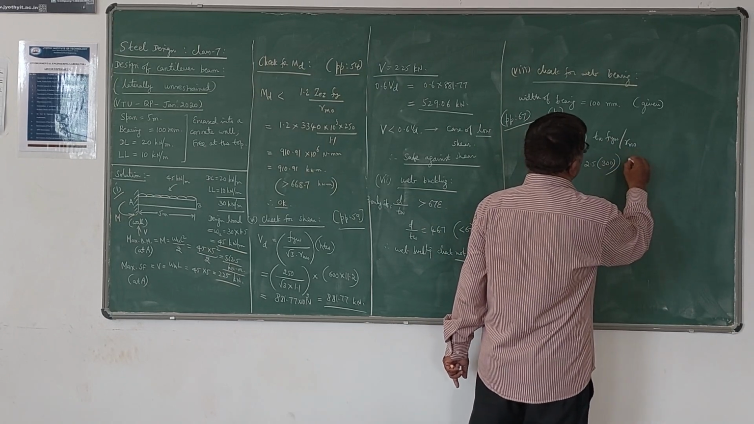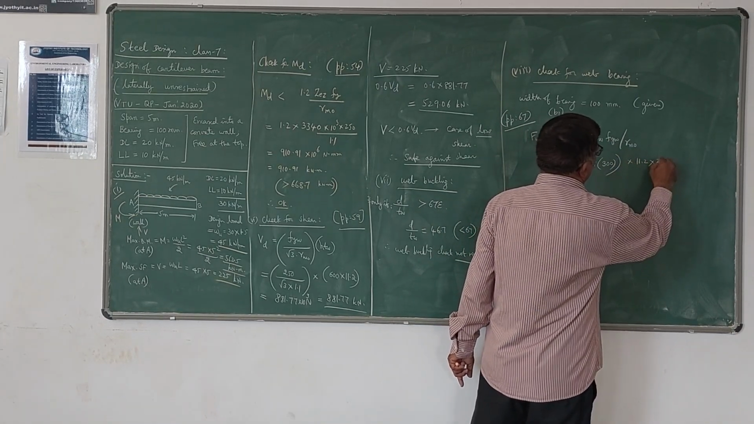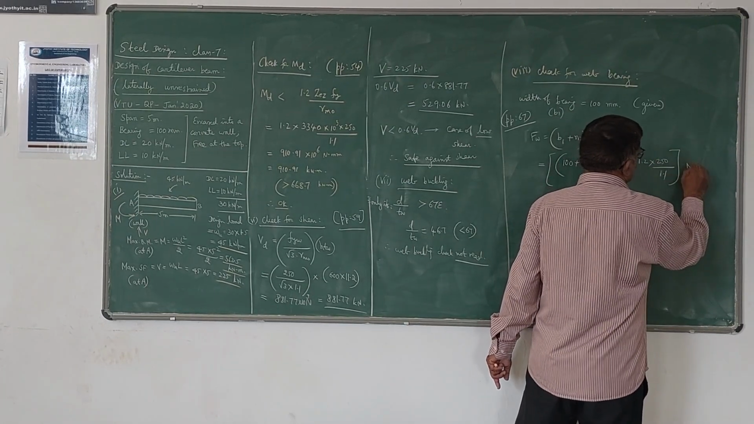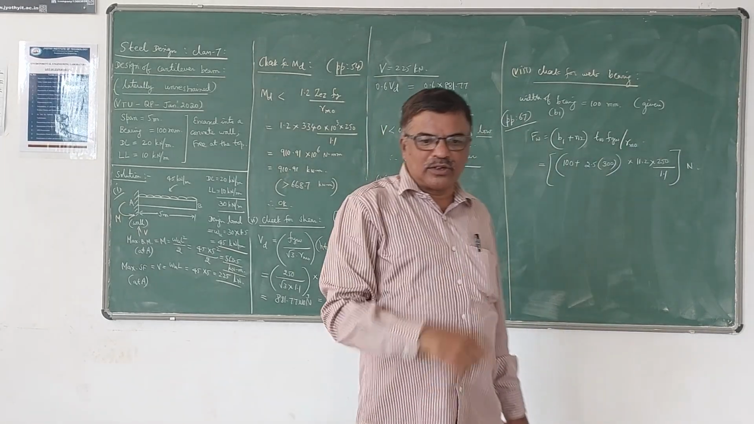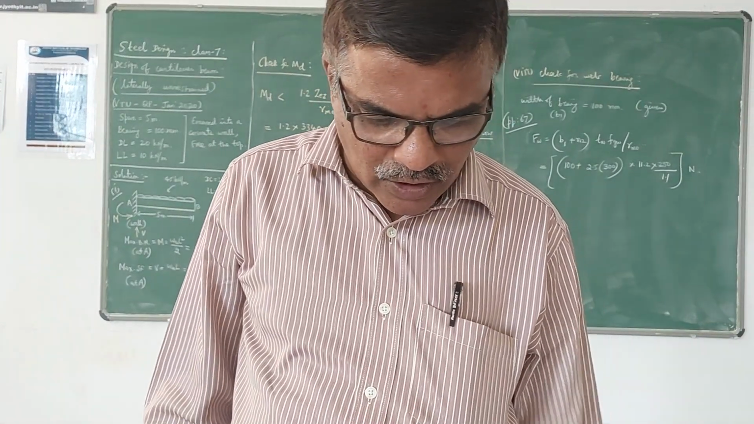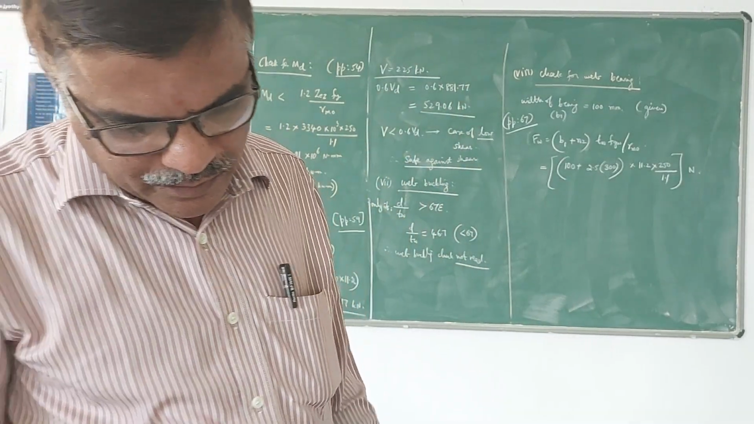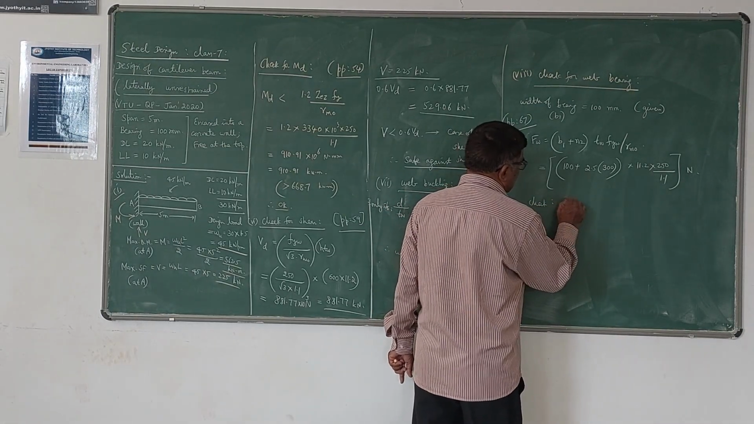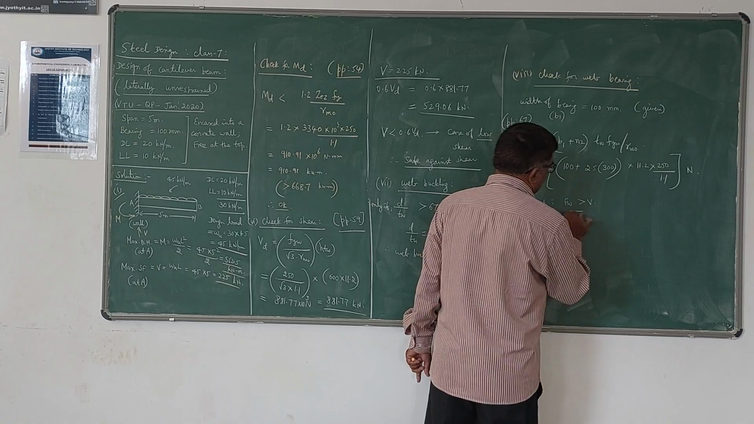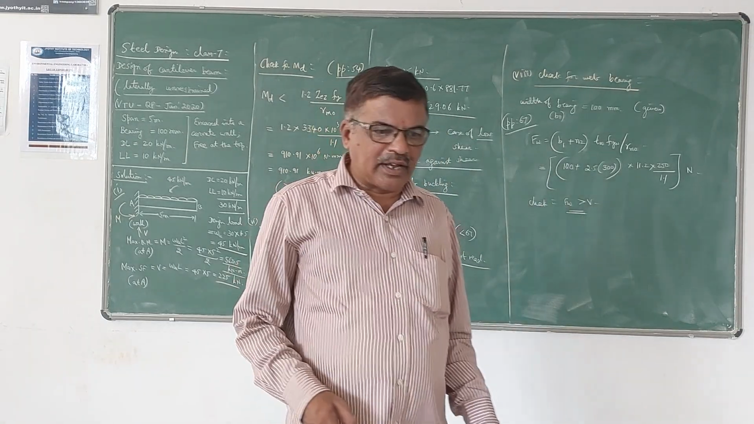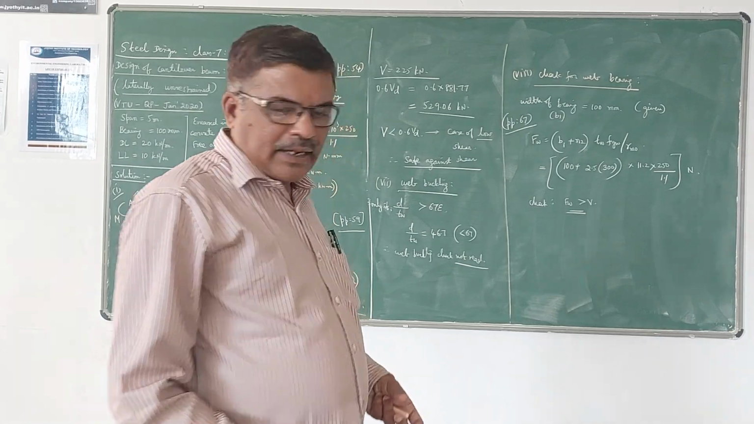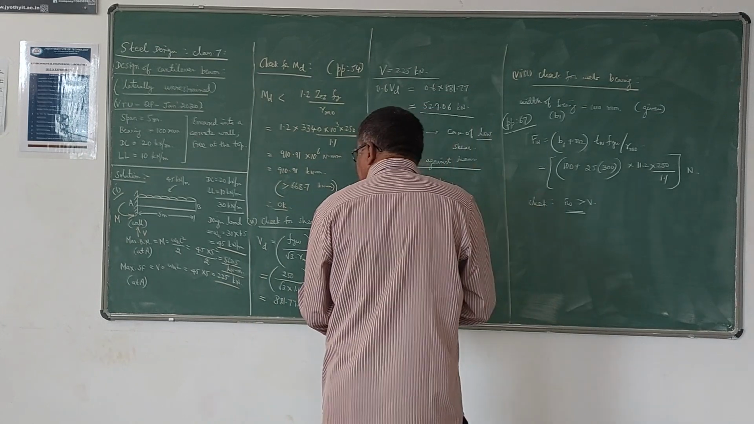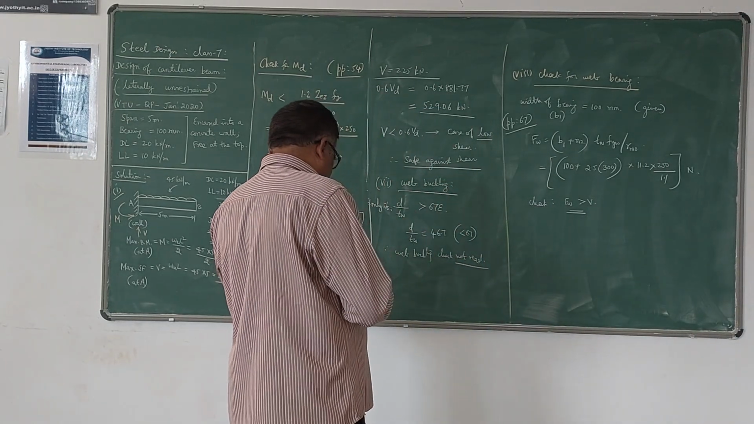Into tw is 11.2 here. Into fyw is 250 divided by 1.1. So whatever value you get here, it will be in newtons. So this is the local capacity we can say. It should be greater than the maximum shear force. So check is Fw should be greater than V. Then it is safe. So if you are getting greater than 225 kilonewtons, then it is safe.